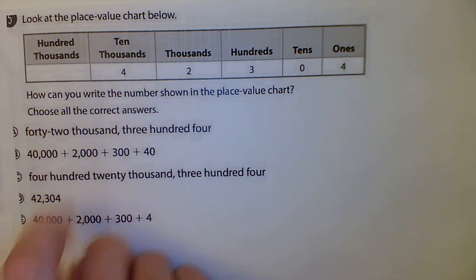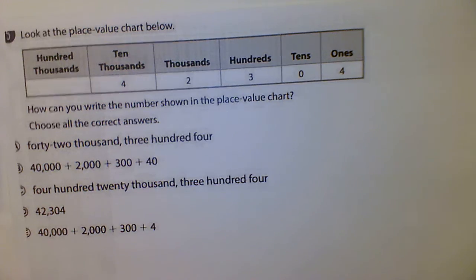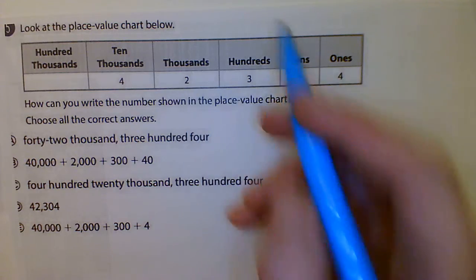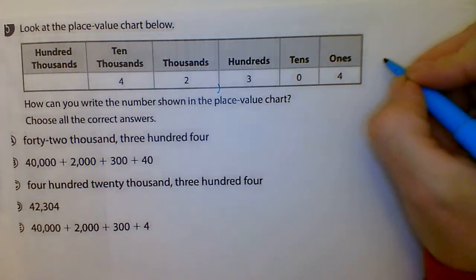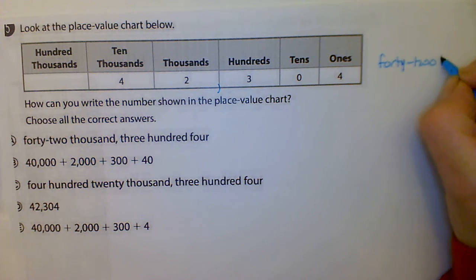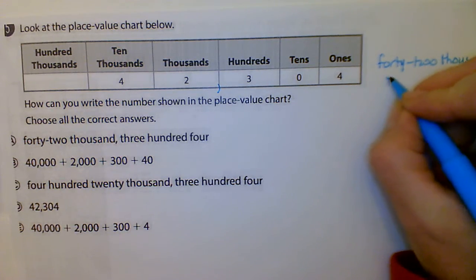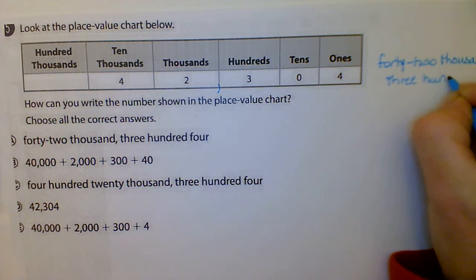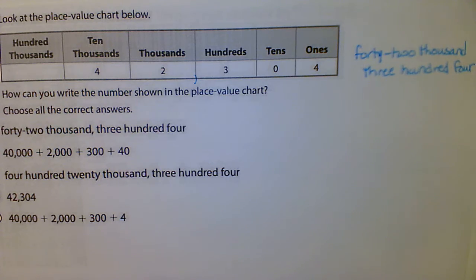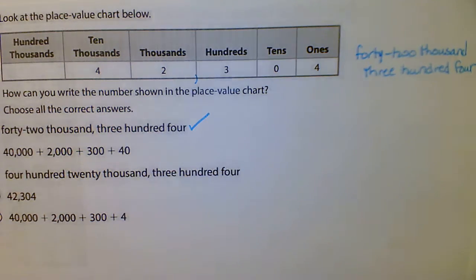So first things first, here we have word format. Remember my rule, I like to write it myself. So I'm going to go ahead and do that really quickly. So it says I have 42,304. I'm going to put my comma in. So we write that. 42,304. Oh, I went a little off screen, sorry. There we go. So does this one match? 42,304? It sure does. So I know that's a correct answer.